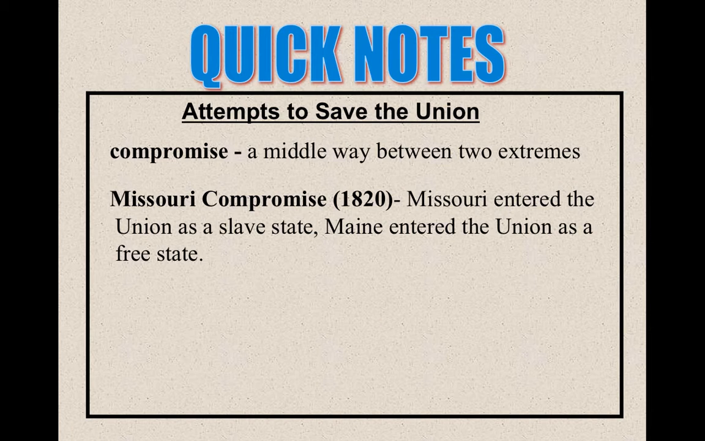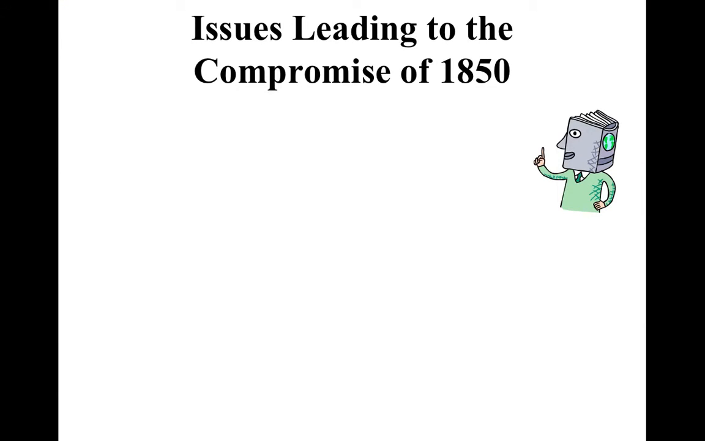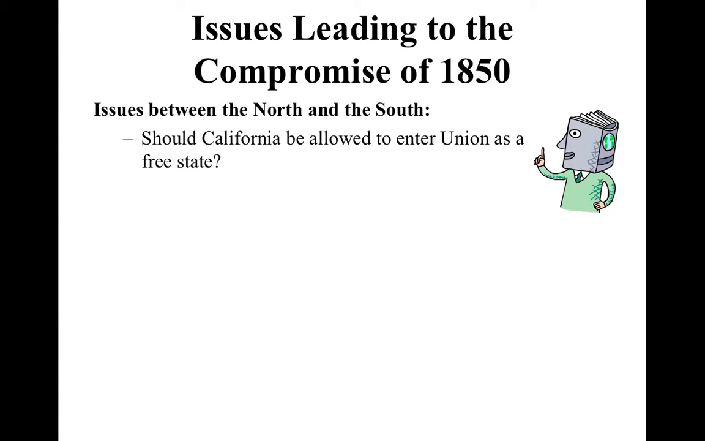The next compromise we'll look at is the Compromise of 1850. But before we dive into that compromise, you need to understand some of the issues that were going on 30 years after the Missouri Compromise. The first issue between the North and South: should California be allowed to enter the Union as a free state? Following the gold rush, scores of people flocked to California in the late 1840s. And with a whole bunch of people in California, they want to become a state.